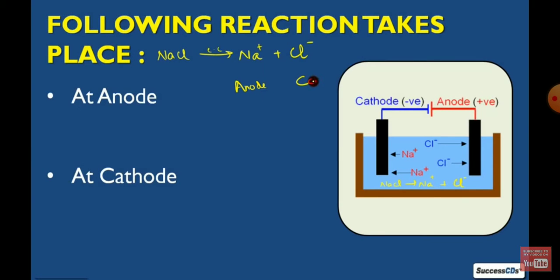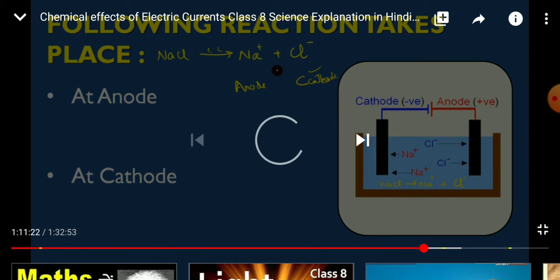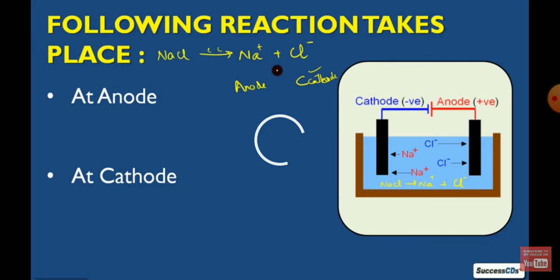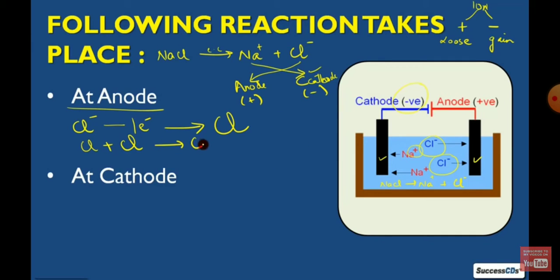So Na positive are going on the... so see what happened. You know that Na positive means anode, and Cl negative means cathode. Okay, so what will happen? The negative ion will go on the positive charge and the positive ion will go on the negative charge.